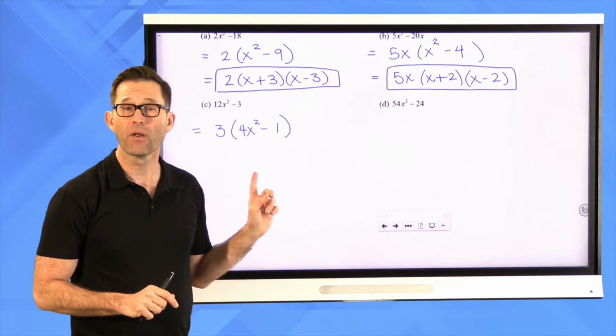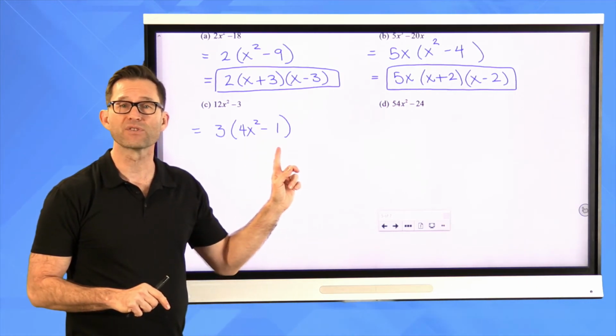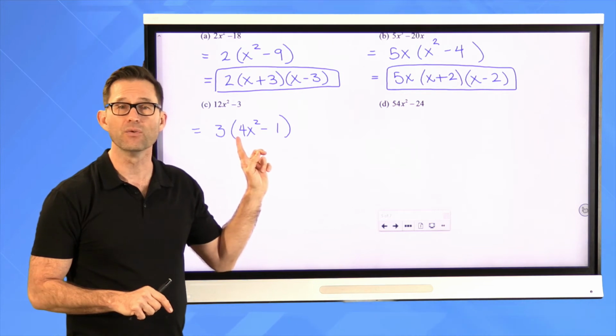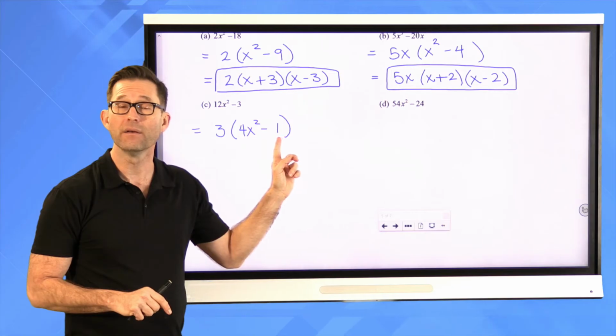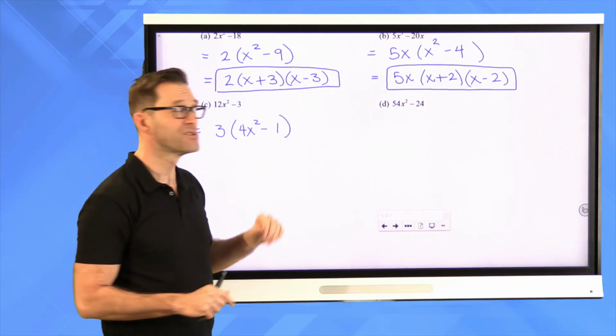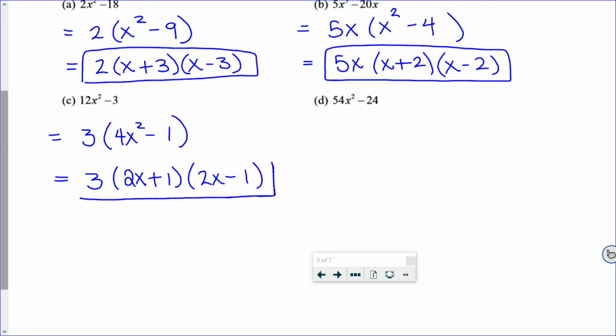Now, just like all the problems in this particular exercise, 4x squared is the difference of perfect squares. 4 is 2 times 2. X squared is x times x. Here's my difference. And 1 is 1 times 1. So all of this now factors into 3 times 2x plus 1 times 2x minus 1. Almost had 2x plus 1 twice, which would be definitely wrong.